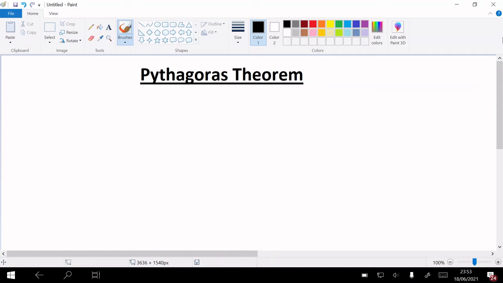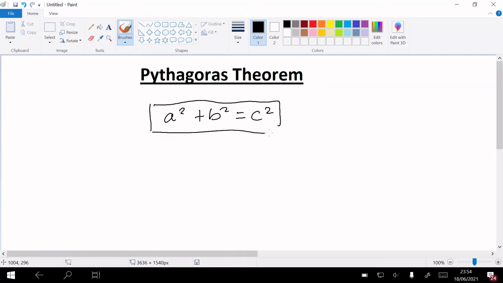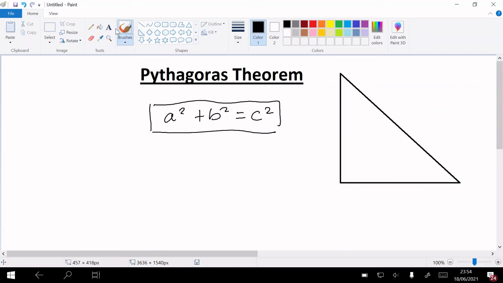So the equation for Pythagoras theorem is a squared plus b squared is equal to c squared. Make sure you note down this equation. Let's say I have a right angle triangle such as this, with a right angle here. The first thing I need to do is identify the hypotenuse. The side that is opposite to the right angle is the hypotenuse.